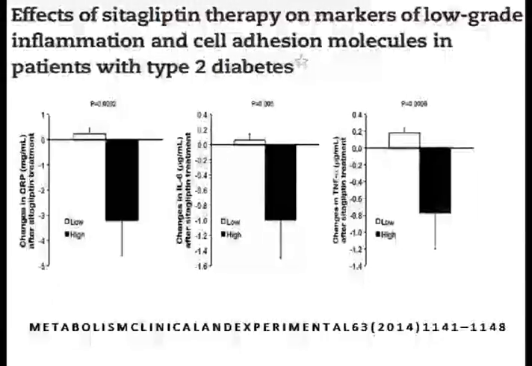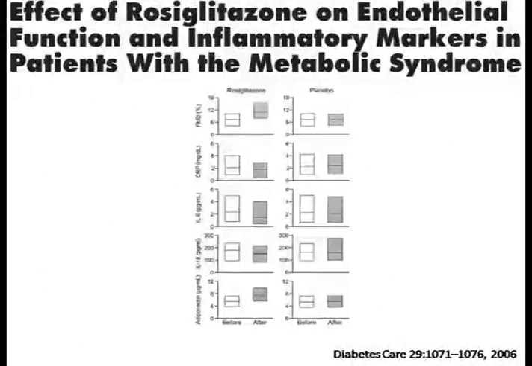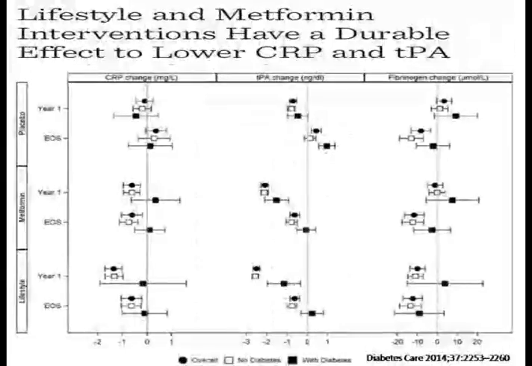About the sitagliptin. Sitagliptin, one can see there is a decrease in the inflammatory markers, CRP, interleukin-6, and TNF-alpha. So is with the rosiglitazone, which increases the inflammatory markers. This is a slide which I initially mentioned about activating AMP kinase. Now look at the lifestyle, metformin, placebo. With the lifestyle, there is the improvement in all the inflammatory markers.